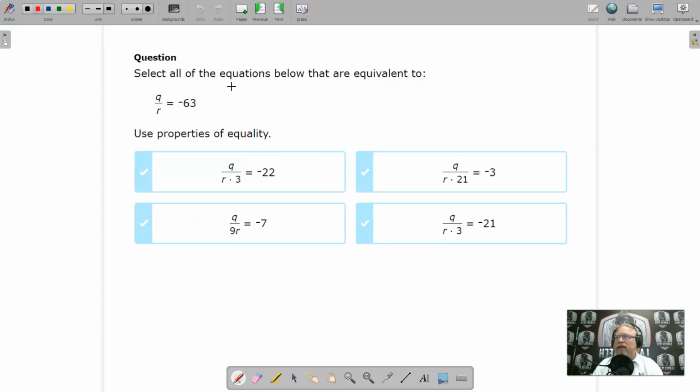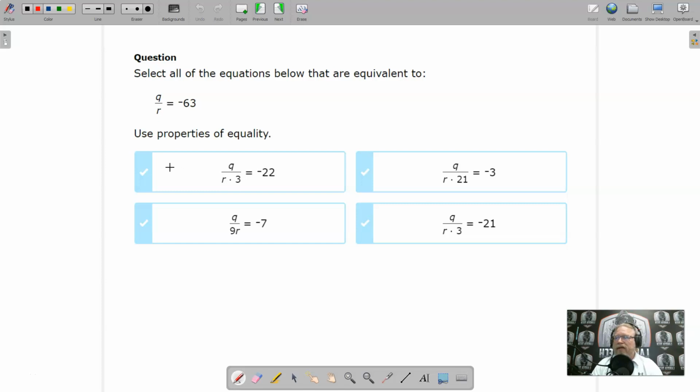On the next one here, select all the equations below that are equivalent to q over r equals negative 63. This one's going to be interesting. Over here, what do we see that's different? We see that the denominator here is r times 3.